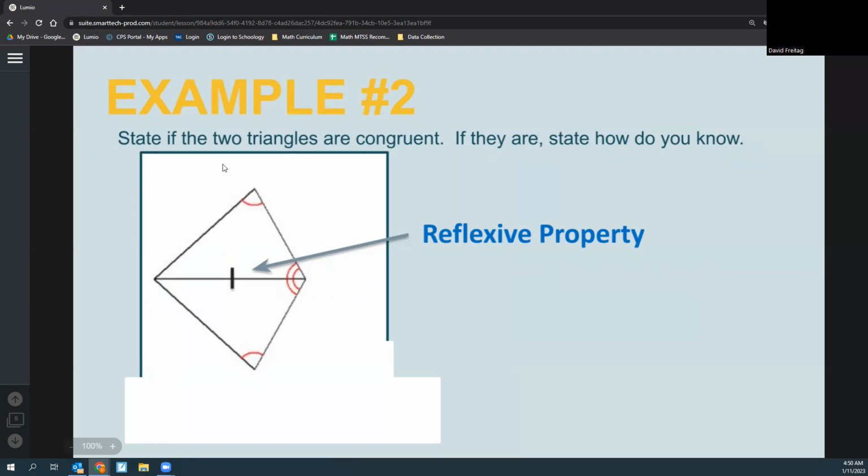This one, here's an angle, here's an angle. This matches with this. And then the side is a mutual side, but that mutual side is on both. And here's an angle, here's an angle, here's a side. It does follow suit, so this is a yes. And it's by angle, angle, side.